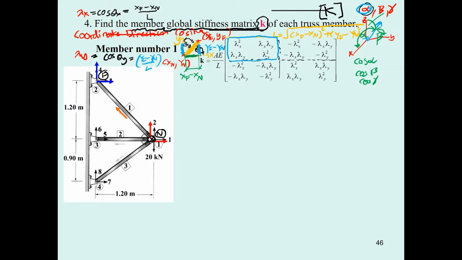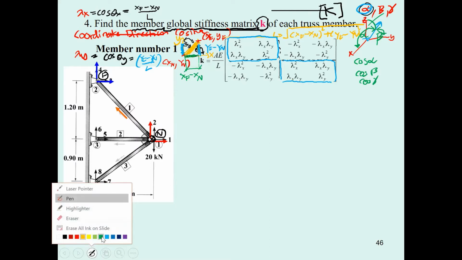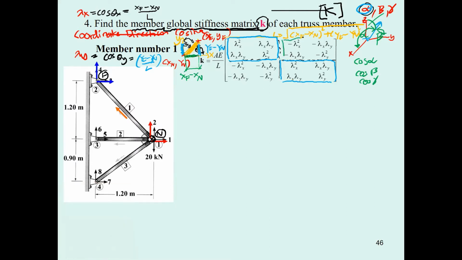You get this one, and then you may copy it into this portion, and change the sign of it. When you change the sign, you put this one into this portion of the matrix, and then you copy it and put it in this one. So it's going to be very easy to determine the small k matrix by following this equation and procedure.